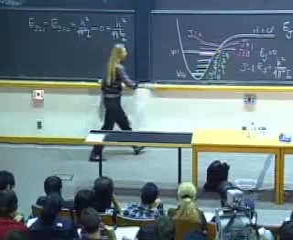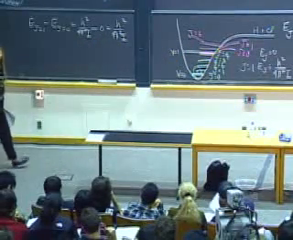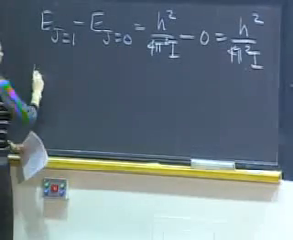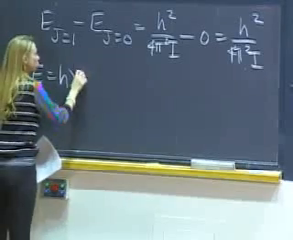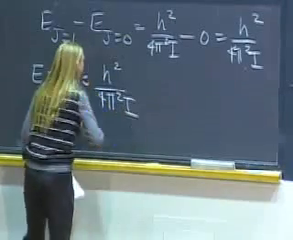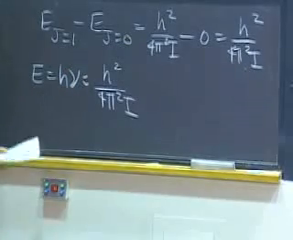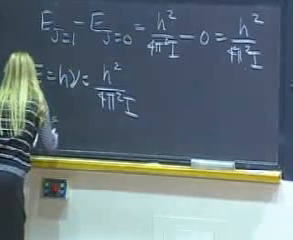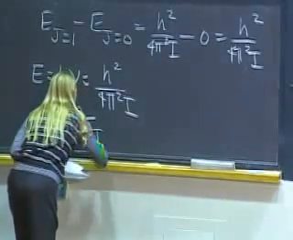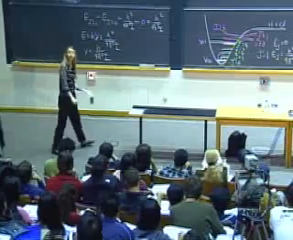To make this transition, we're going to need a photon. That photon is going to have an energy exactly equal to this. So our photon, E equals h nu, has to be equal to h squared over 4 pi squared times I. I can solve for the frequency of the photon that I need to make that transition. The frequency of that photon, then, is h over 4 pi squared times I. That's the frequency of the photon that I need.